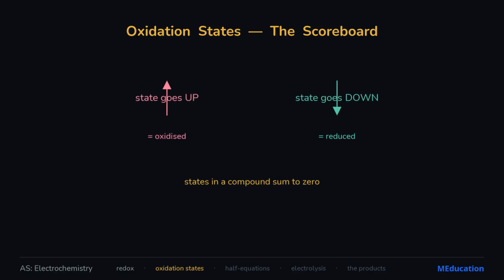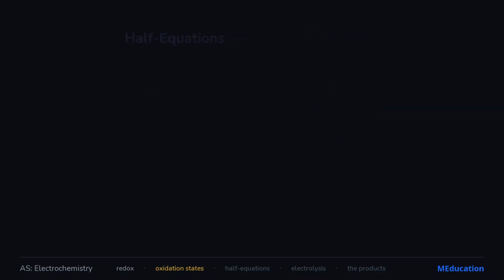2 payoffs make this worth it. In any neutral compound, the oxidation states must add up to 0, so one unknown always drops out. That's how you find sulfur in sulfate. And the rule that names the reaction? If an atom's oxidation state goes up, it's been oxidized. If it goes down, reduced. The scoreboard tells you instantly.